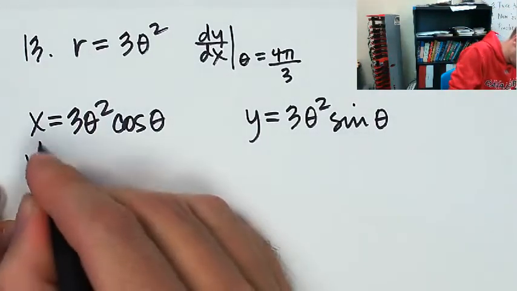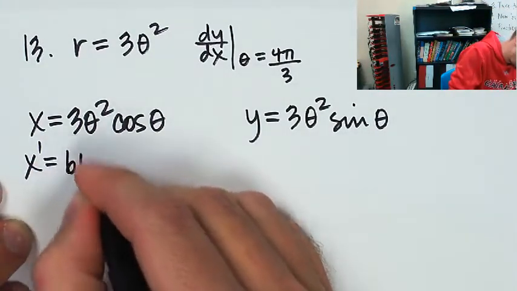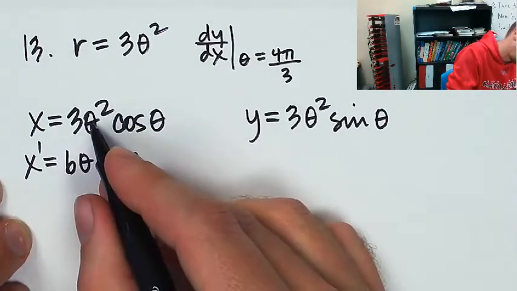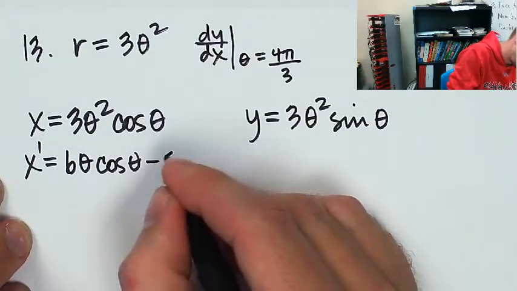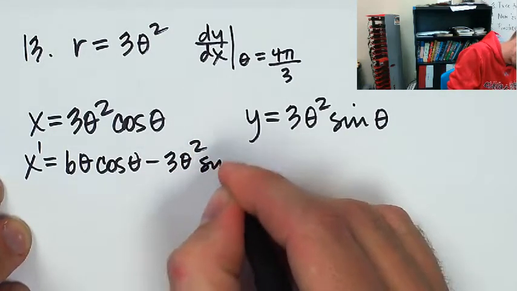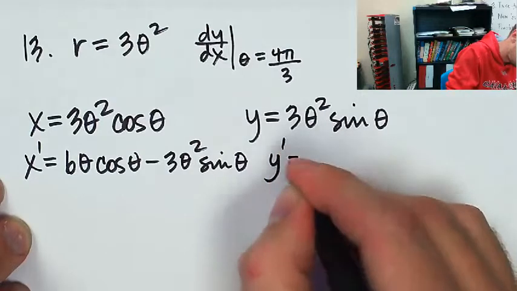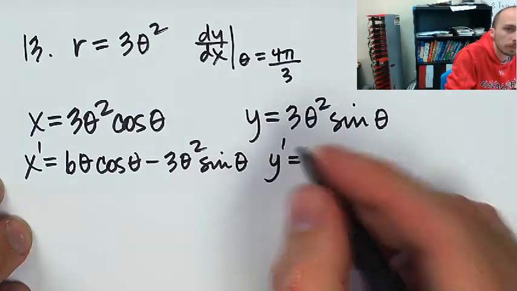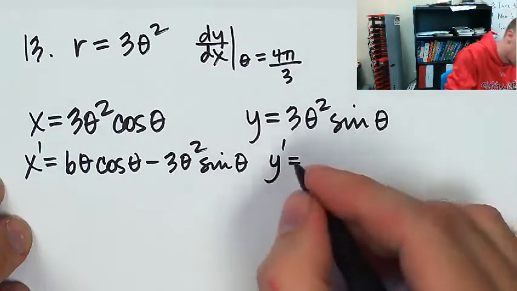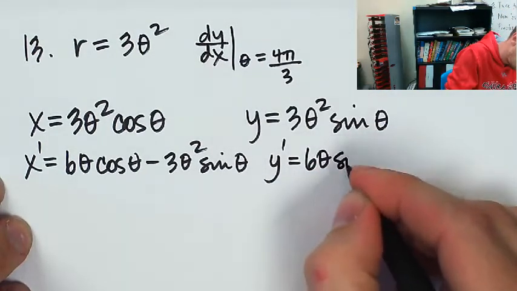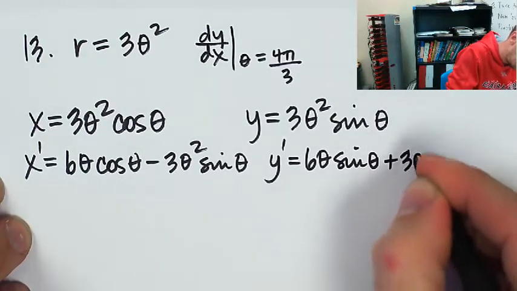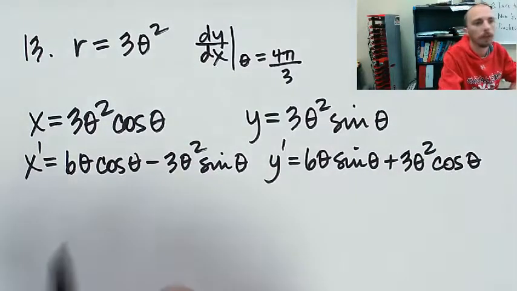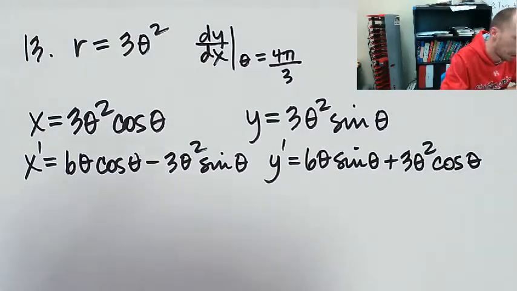Okay, x prime, take the derivative of this thing, 6 theta, leave that the same. Then add in, leaving 3 theta squared the same, the derivative of cosine is negative sine. Here, same thing, 6 theta. Leave sine the same, then add in, leaving 3 theta squared the same, the derivative of sine is cosine. And all right, we're ready to plug in 4 pi over 3.